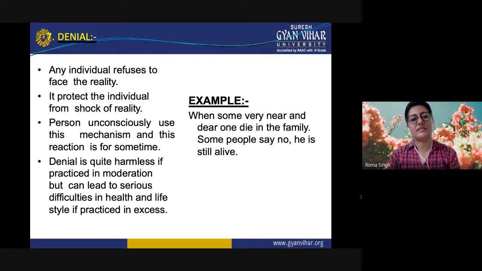For example, when some very near and dear one dies in the family, some people say, no, he is still alive. They are not able to accept that someone very near to them has passed away and will never come back to their family. Some people are not able to accept the reality, the truth. This is how they can go into denial mode. They presume that nothing has happened, everything is the same as before. This is the denial mode.